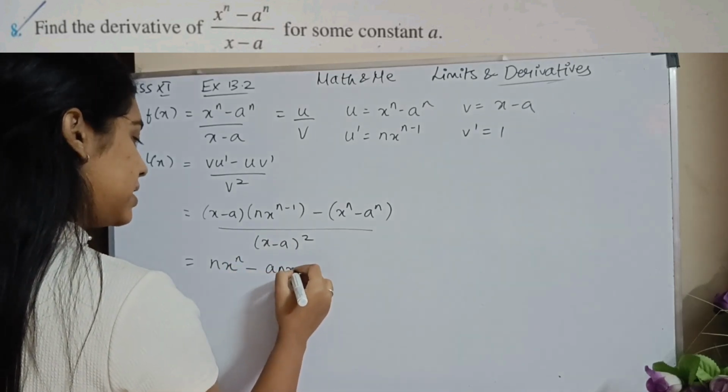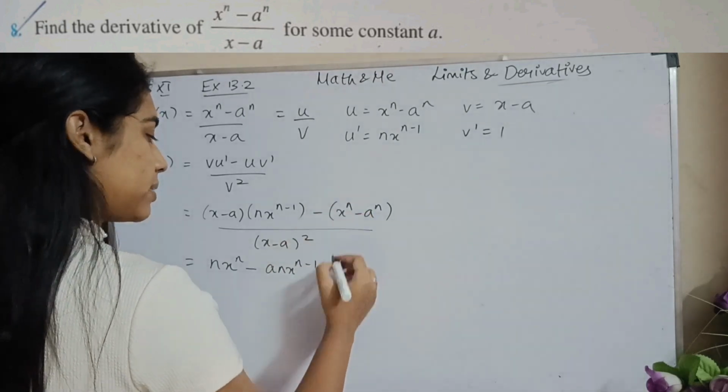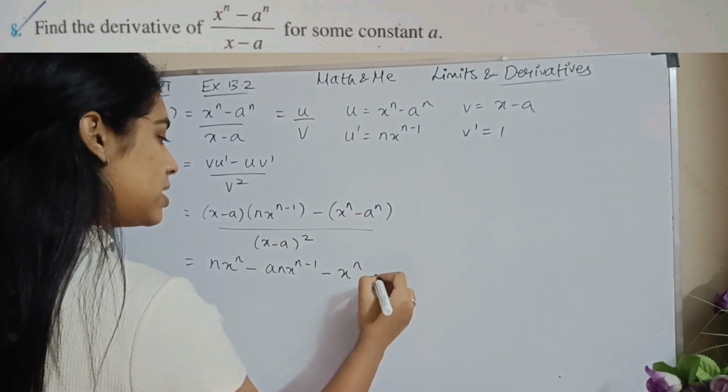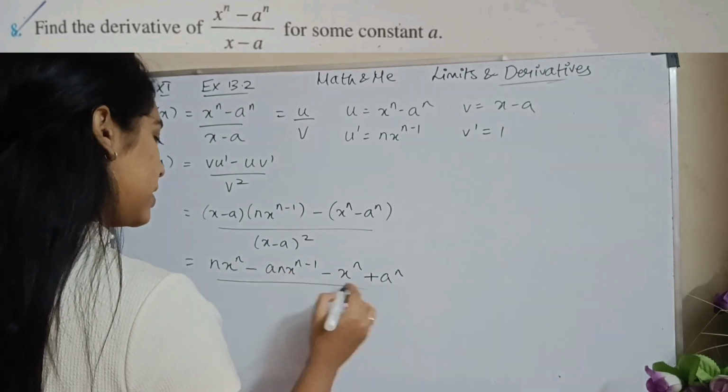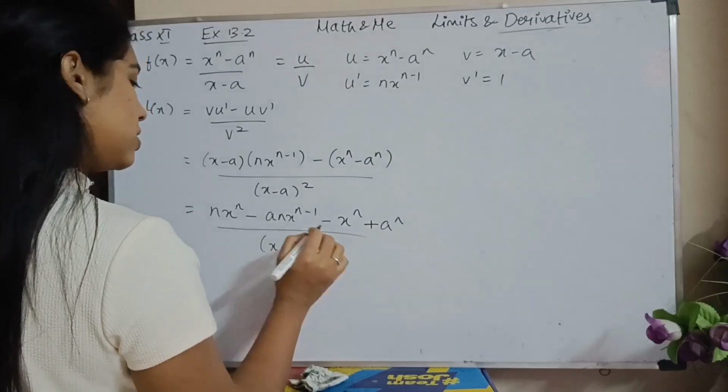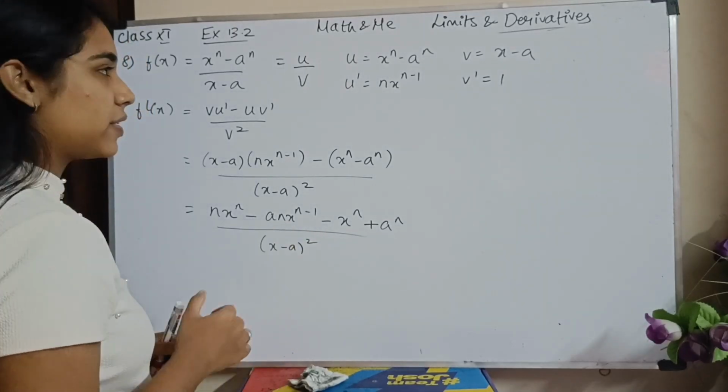minus a n x to the n minus 1. I am opening the bracket. So, I have minus x to the n plus a to the n divided by x minus a the whole square. Nothing can get cancelled. So, this is your final answer. Okay.